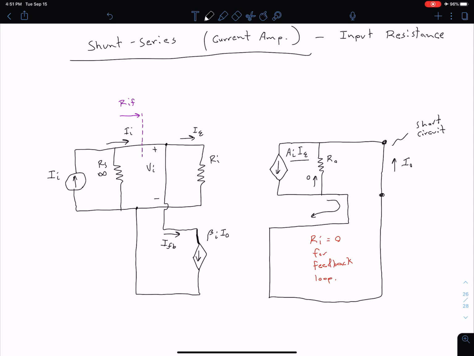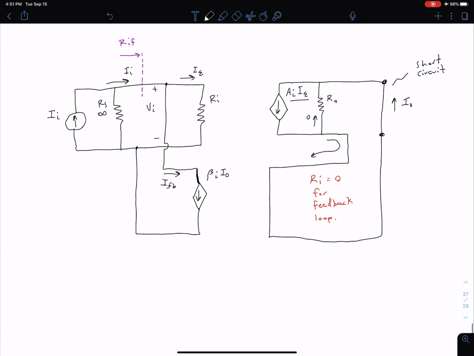If I can relate my input current I_I to that input voltage V_I, then I can find my R_IF. So let's start doing that by writing a KCL equation we had from our previous video, which relates our input current to our feedback and our error current. So we can say our input current is equal to our error current, I_epsilon, plus our feedback current, I_FB. And like we saw last time, we know that our feedback current is actually equal to beta_I times I_out.